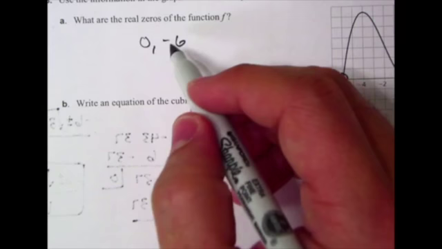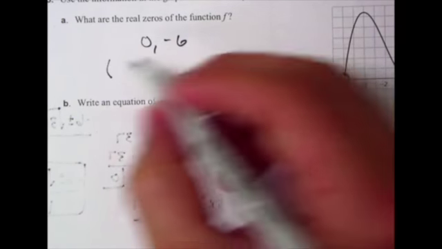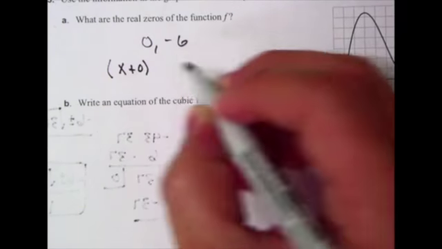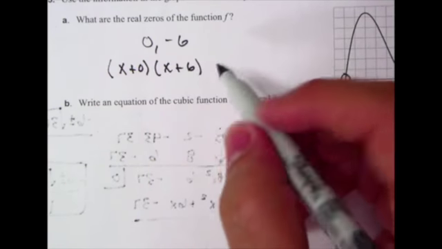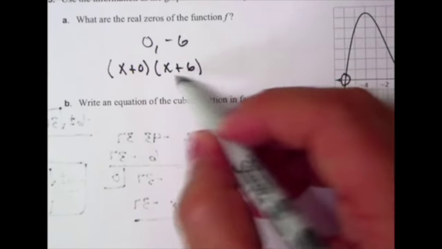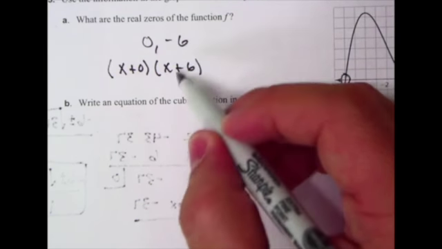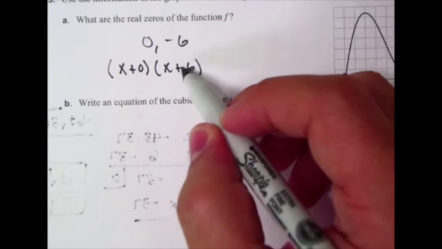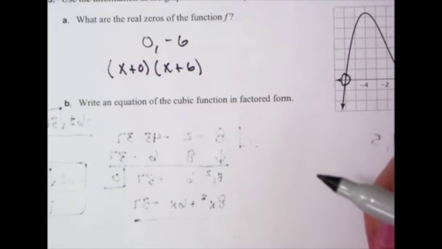And how you put them back in factored form is you do the opposite sign, which in this case, there's no opposite sign for 0, so just x plus 0. But here, this would be x plus 6. Keep in mind that if I were to set x plus 6 equal to 0, I would get -6. That's why you do opposite signs. So x plus 6 is in factored form. And all we do is just multiply those.